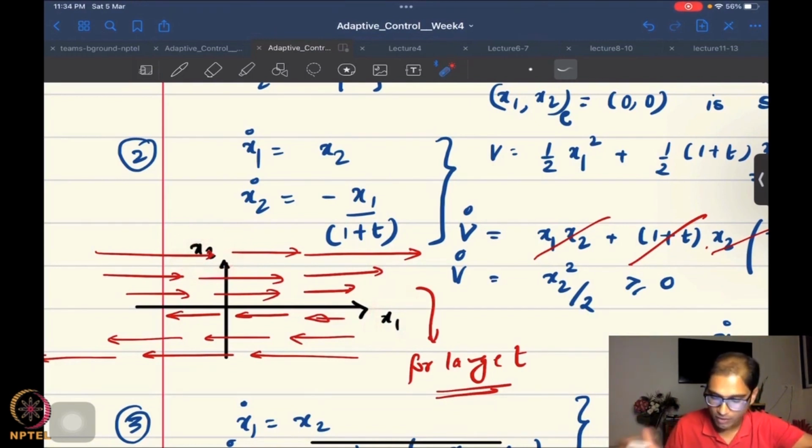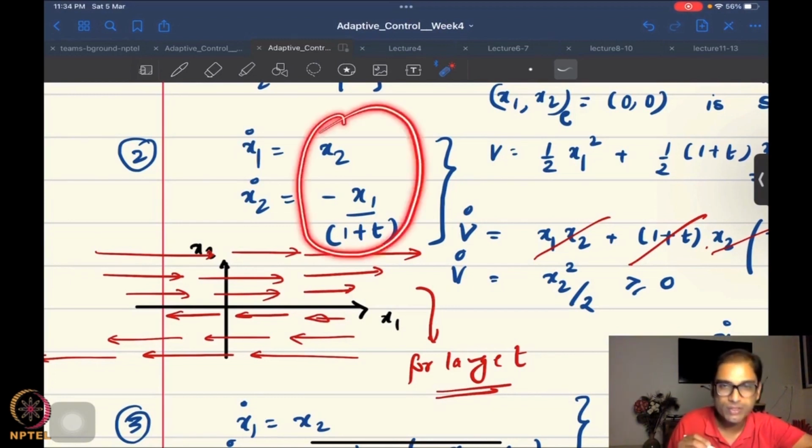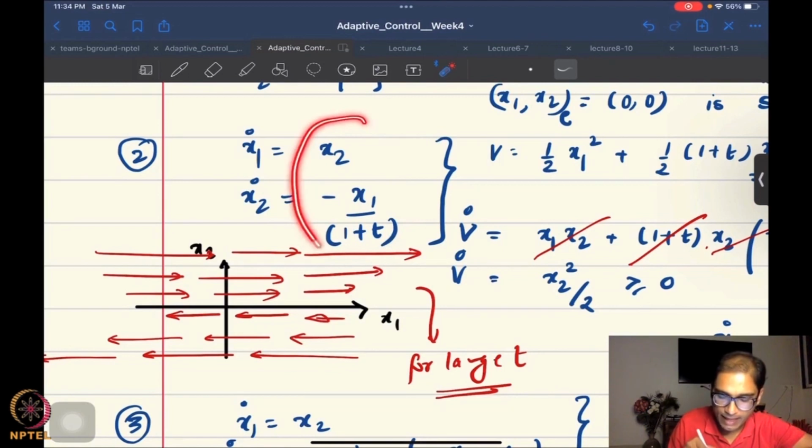Now, what happens for very large time is that x2 dot becomes 0. These lines that I've drawn are essentially the velocity lines in some sense. These are called the vector field, and essentially it is plotting the right hand side of this equation. And this right hand side actually indicates how the states are going to move. So this is the velocity line.